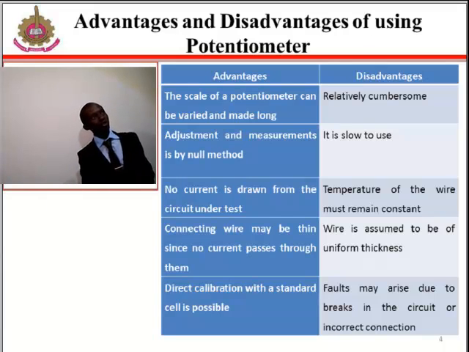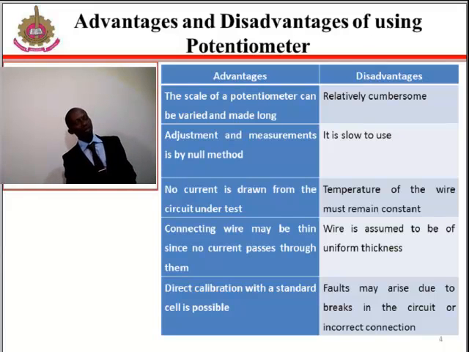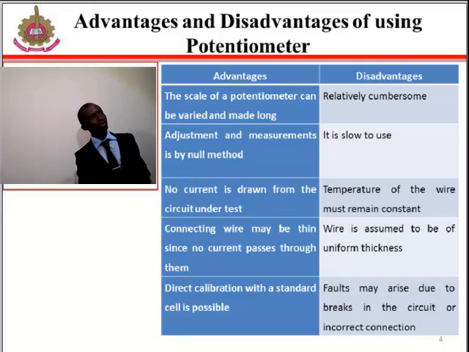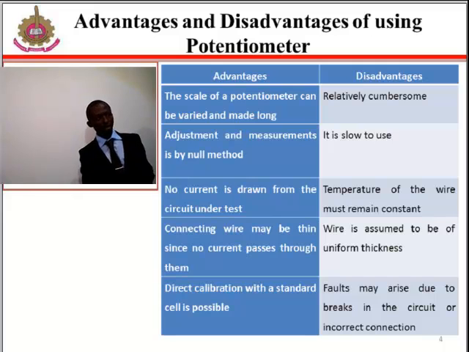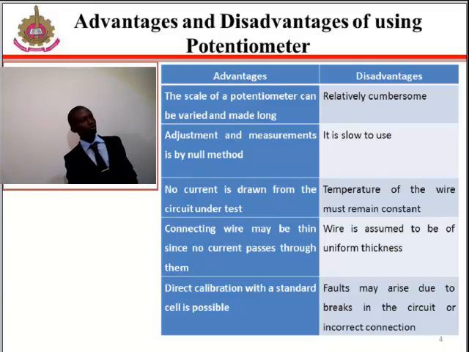The disadvantages of potentiometer are: 1. They are relatively cumbersome and slow to use, and the temperature of the wire must remain constant, and the wire is assumed to be of uniform thickness, and faults may arise due to breaks in the circuit or incorrect connections.